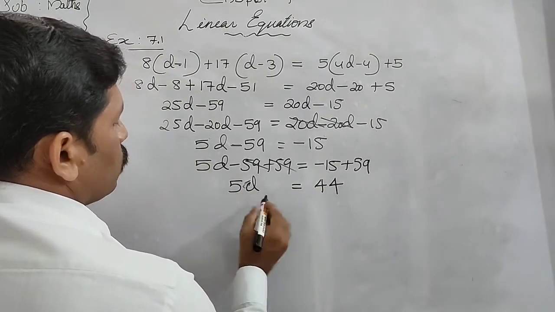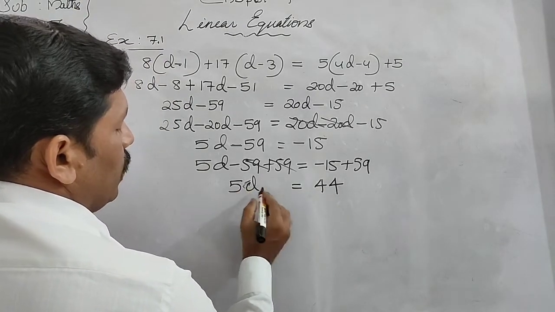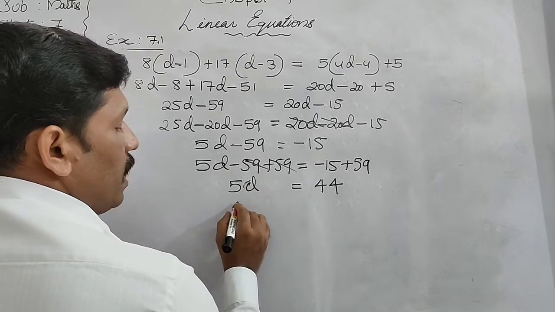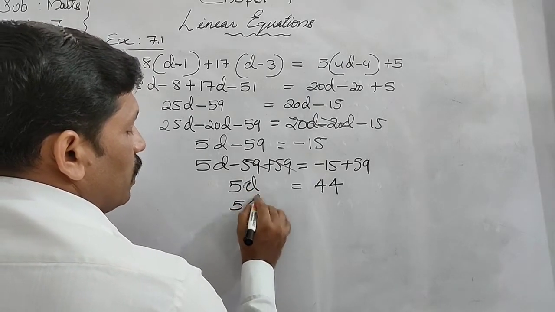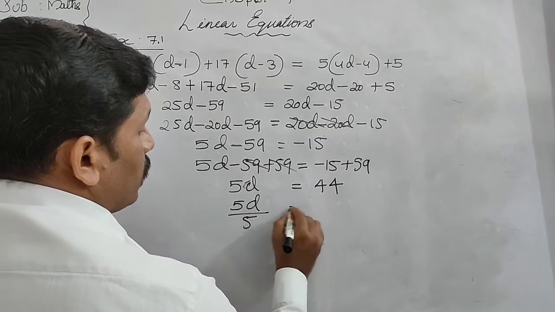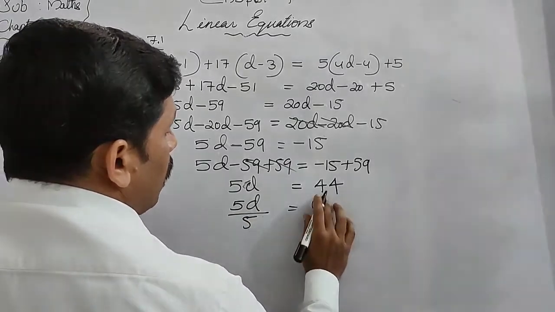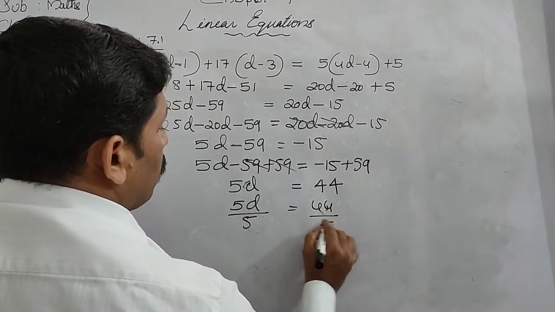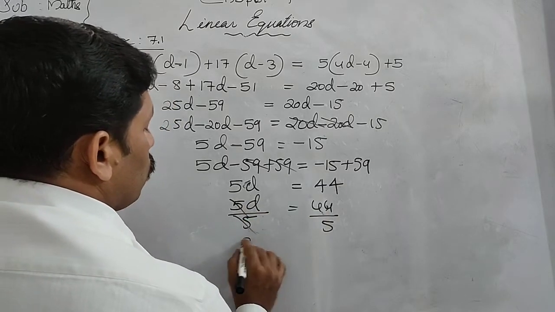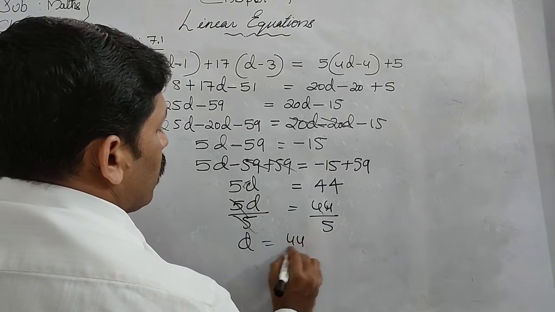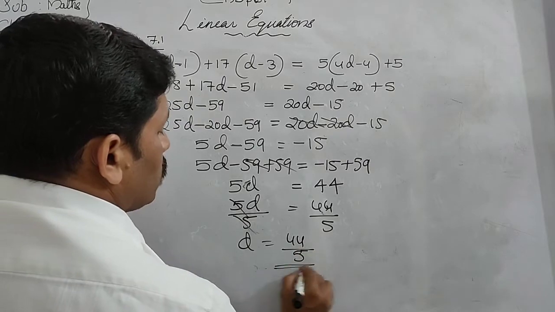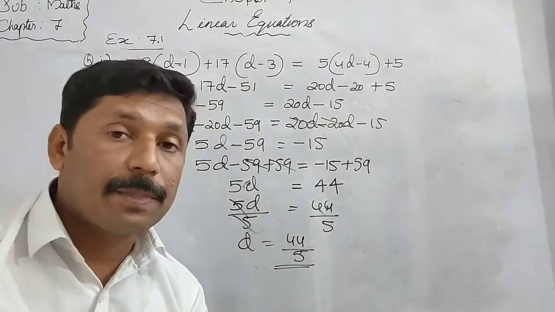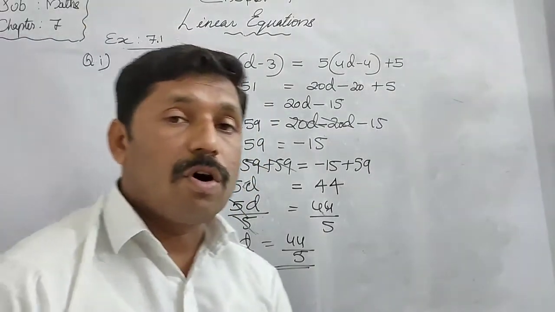Now I want to avoid this 5 from here. 5d means 5 into d, multiplication. In order to avoid multiplication, its opposite function, division, I want to do by 5. At the same time, here also I divide by 5: 44 divided by 5. 5 and 5 will be cancelled, so d is equal to 44 upon 5. So students, in this elimination method, there are some questions remaining. That is homework for you. You try yourself.